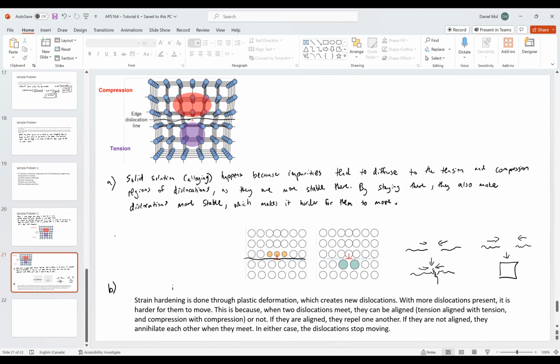So those are your two strain hardening examples. And then this would be like that perfect crystal that was in the content review. You can always go back to it.